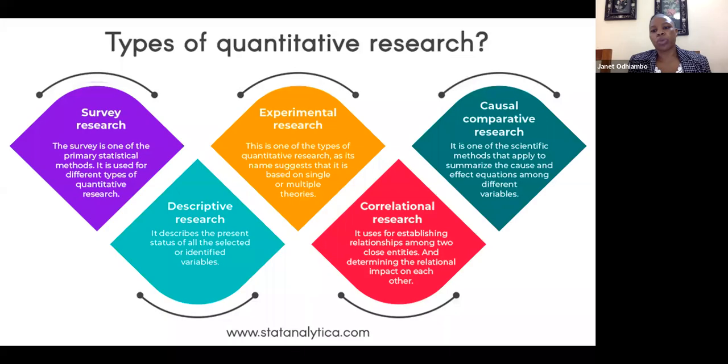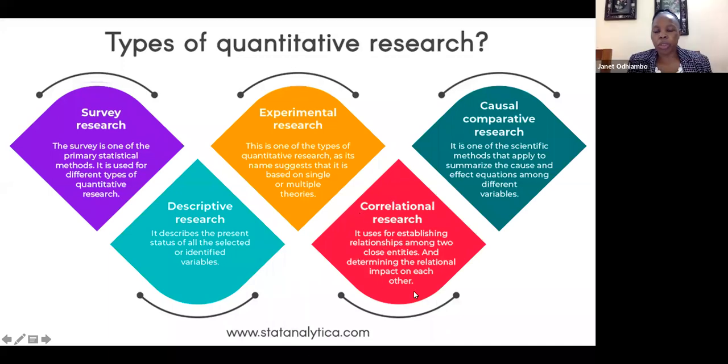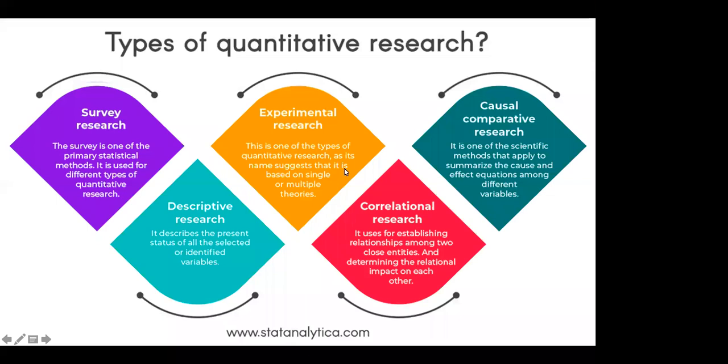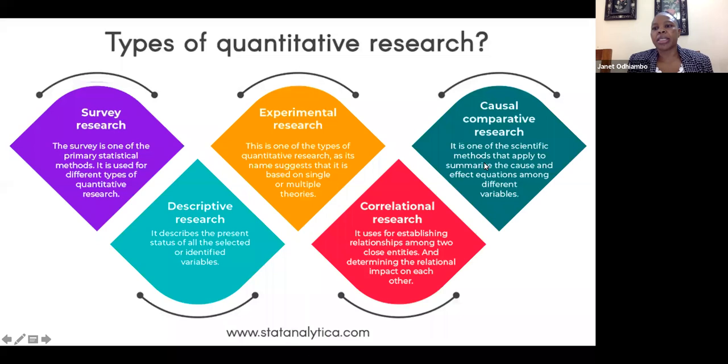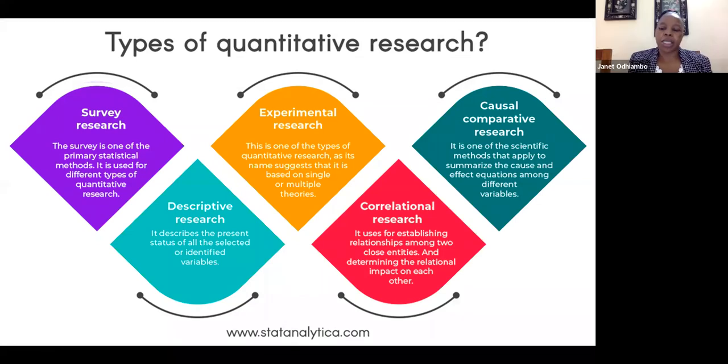Among two entities or close relations, and it determines the relational impact of each other. I know that most students like to use correlational because they want to know the cause and effect. And then there's causal comparative research. This is a scientific method that applies to summarize the cause and effect equations among different variables. So these are some of the examples of quantitative research approaches.